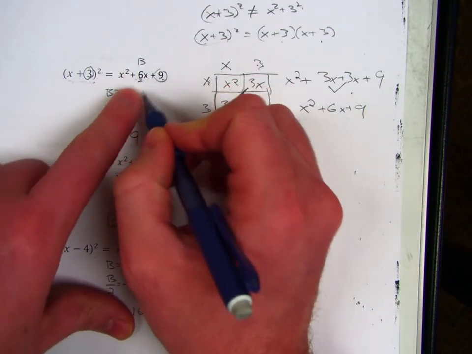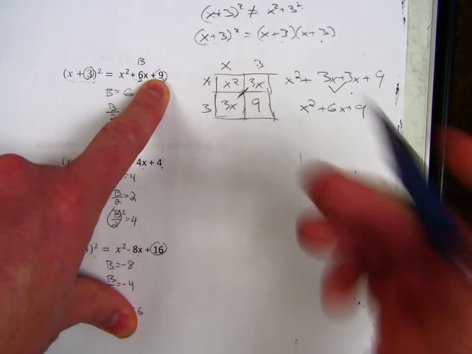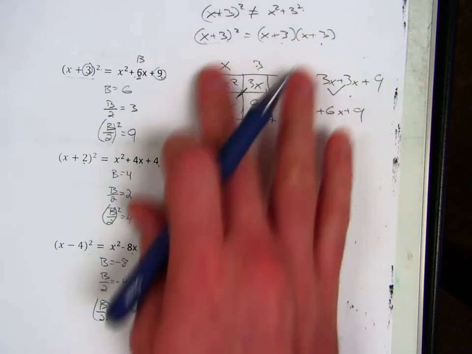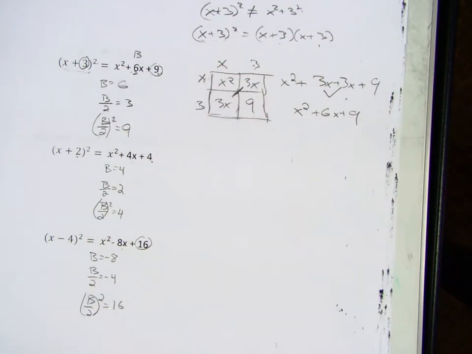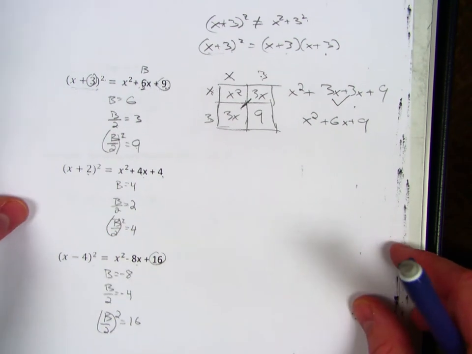If I take that middle term, divide it by 2, and then square that number, it's going to give me the third term, or my c value. If you looked at this, it would kind of show you why that's true if you really have a good understanding of what's going on in our multiplication. But let's keep that in mind, and let's go to an example.